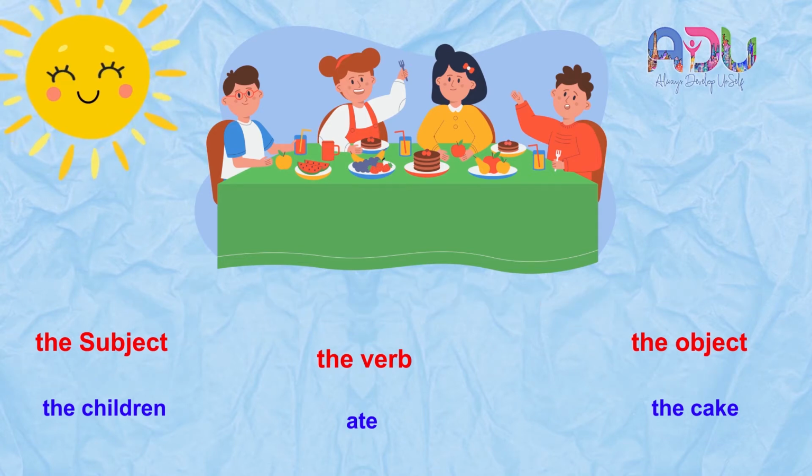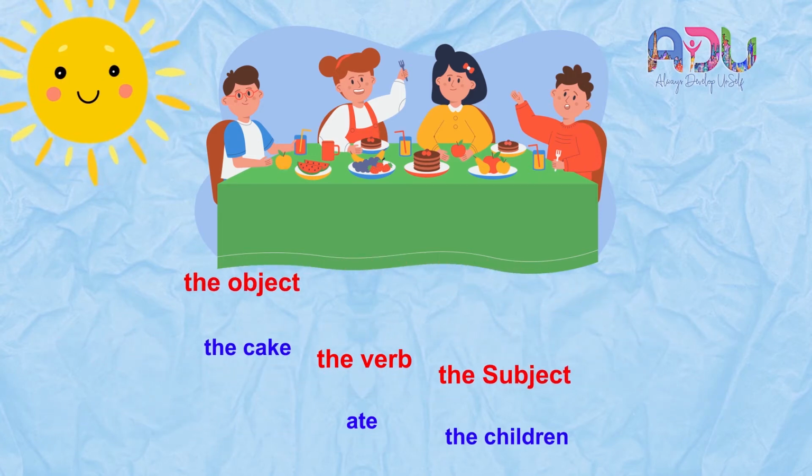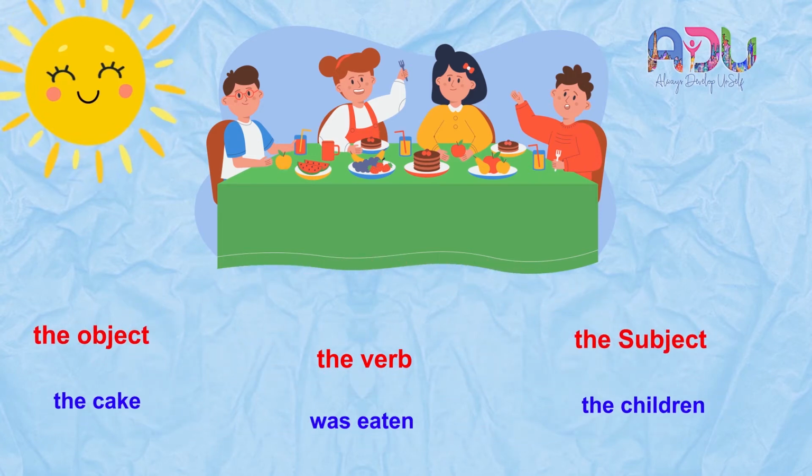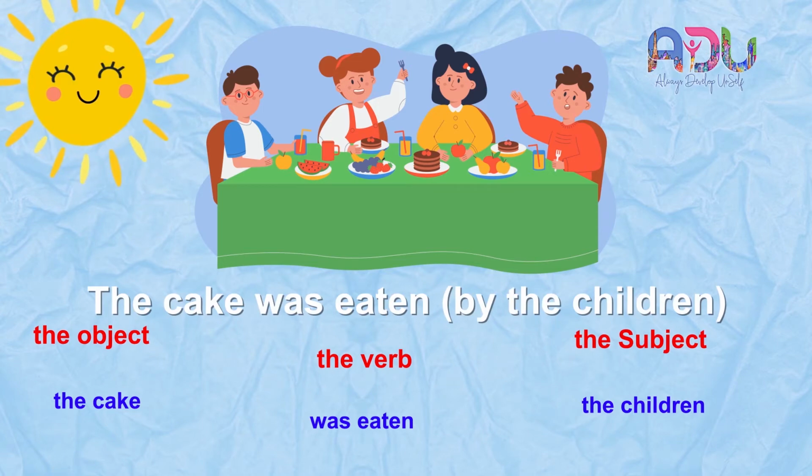In the passive sentence, we are reversing this order by starting with the object. So it will be, the cake was eaten by the children. And "by the children" is optional.